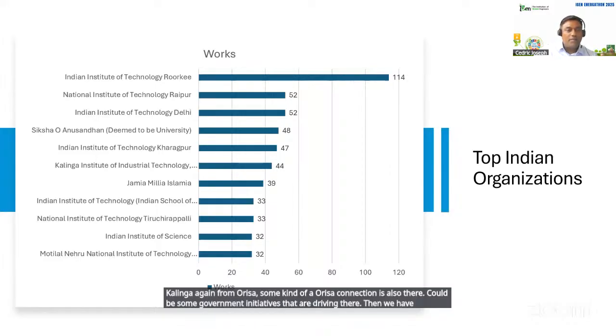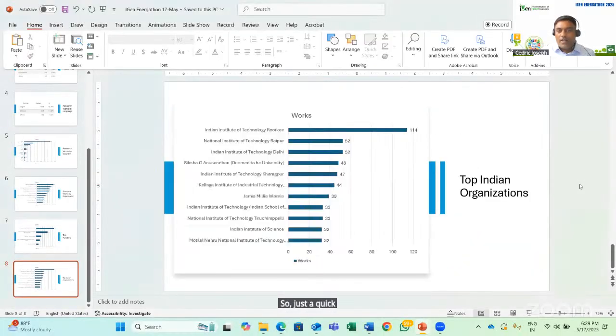Then we have Jamia Millia Islamia. Then we have IISc, which is also there on the pack. And from Tamil Nadu, we have NIT Trichy, which is finding a place in the top organizations for power system protection when it comes to research outputs. So just a quick analysis of how the numbers look.